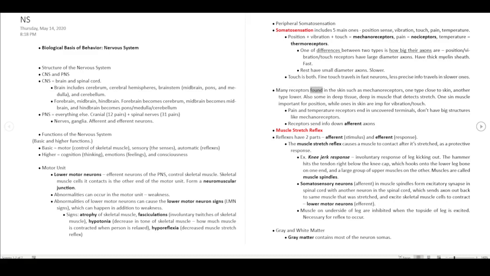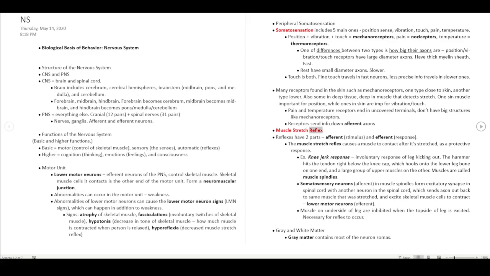Many receptors are found in the skin, such as mechanoreceptors, one type close to the skin surface, another type lower. Also some in deep tissue, deep in muscle, that detect stretch. Ones in muscle are important for position, while ones in skin are for vibration/touch. Pain and temperature receptors end in uncovered terminals, and don't have big structures like mechanoreceptors. Receptors send info down afferent axons.